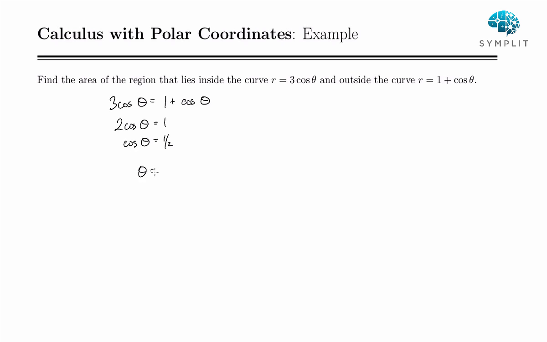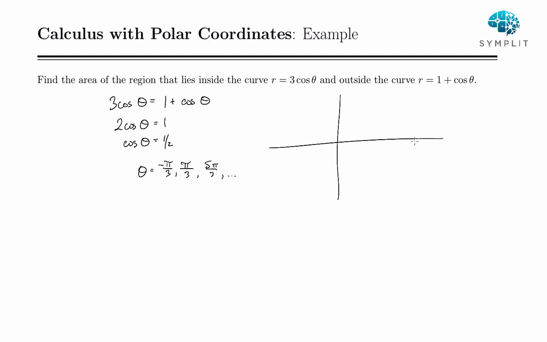So this happens when theta is negative pi over 3, or positive pi over 3, or 5 pi over 3, etc., etc. So we need to choose the correct interval here. I'm going to draw a picture to illustrate, and we'll see from that, but then also show you how to determine it algebraically.